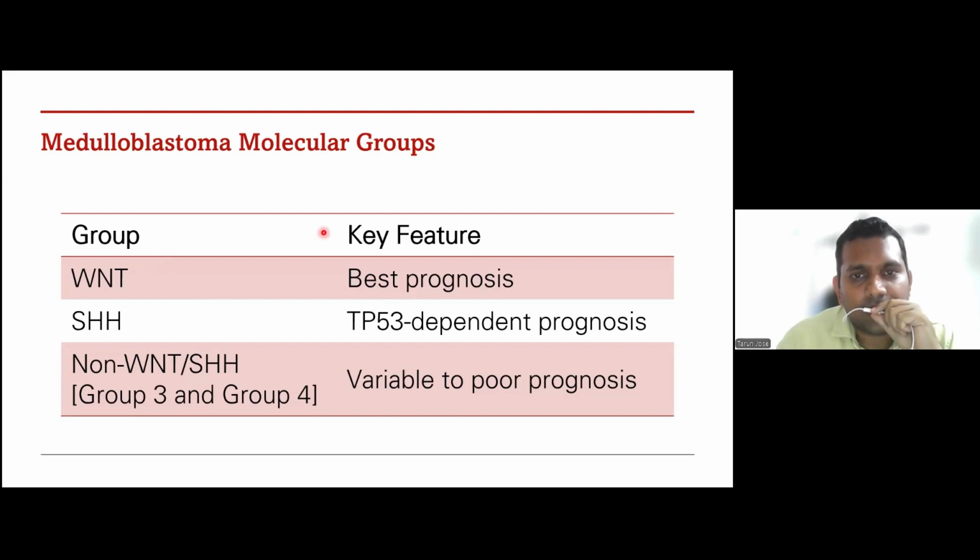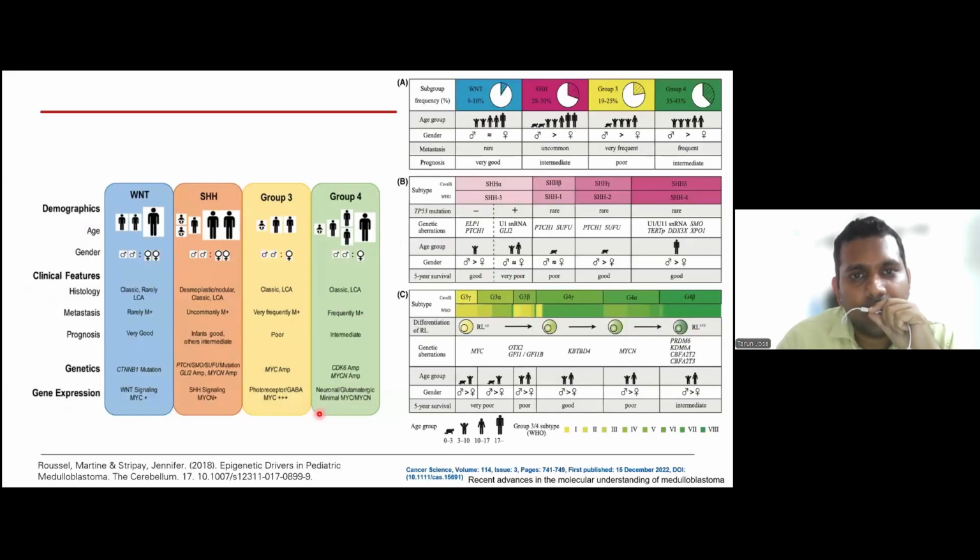Medulloblastoma now has four subgroups. That is WNT, SHH, and the ones that don't conform to both of the above, that is group 3 and group 4. So the best prognosis is WNT, and SHH is TP53 dependent, and group 3 and group 4 will be variable to poor prognosis. So this is just a diagram representing the various subgroups with the prognosis and the mutations that are present, and also the age group.